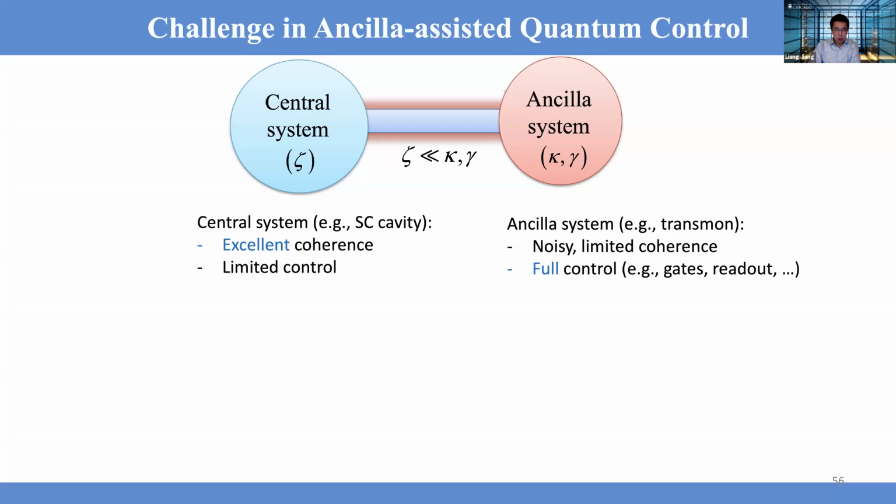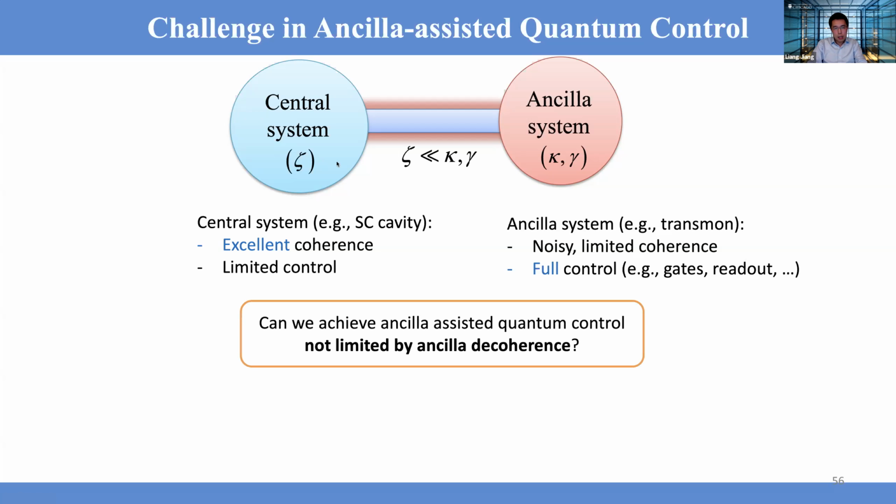Because if we don't have an Ancilla, typically what we have are beam splitters, squeezers and displacements. That's not universal. So we need some nonlinearity from the Ancilla, and usually the Ancillas can be quite noisy. For example, the transmon could be noisier than the central system, which is just a 3D superconducting cavity, which is less noisy. So there's a trade-off. We have a central system which has excellent coherence, but limited control. On the other hand, we have the Ancilla, which is noisy, but it actually allows us to achieve universal control.